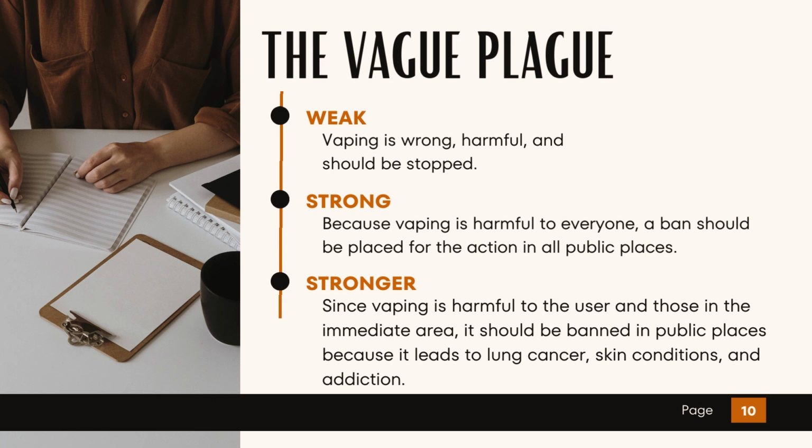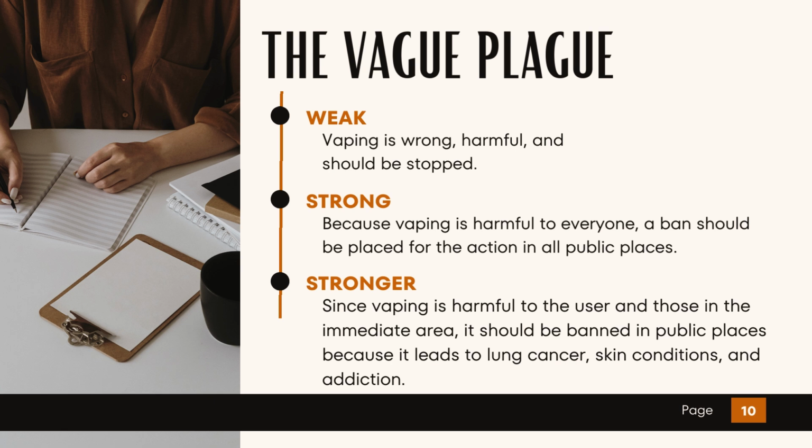The second type of thesis statement mistake that you want to avoid is what I call the vague plague. That's where you are not very clear in what you are writing about and you're pretty vague in what you're trying to convey. An example of a vague plague thesis statement would be, vaping is wrong, harmful, and should be stopped. You're not telling the reader what it is you're going to say. You're just saying vaping's wrong. Well, kind of everybody already kind of knows that.